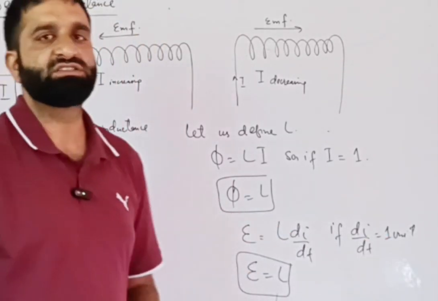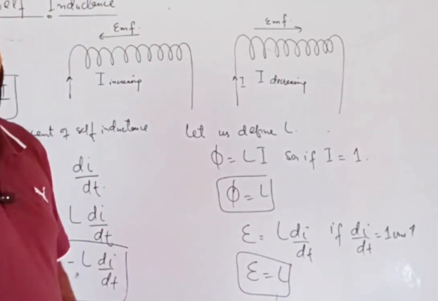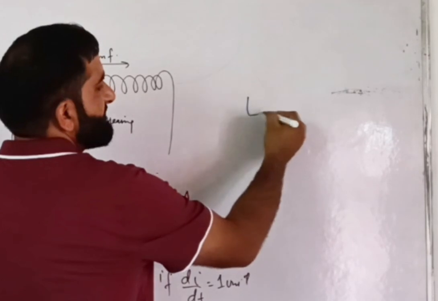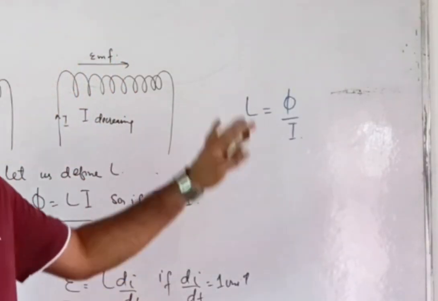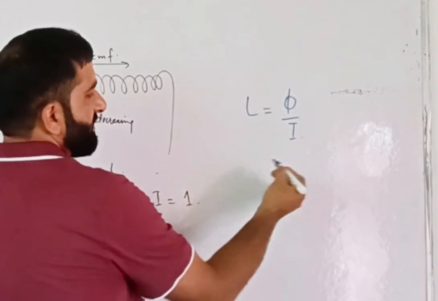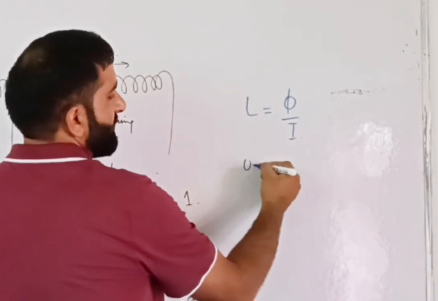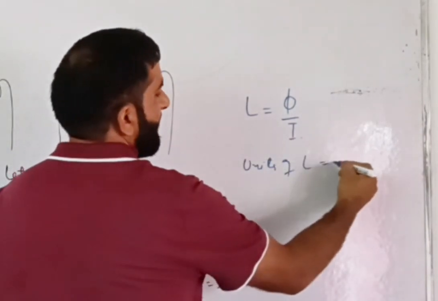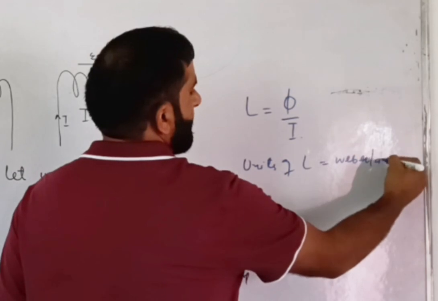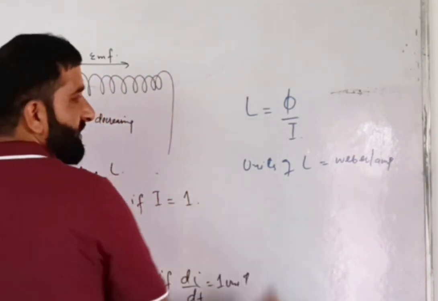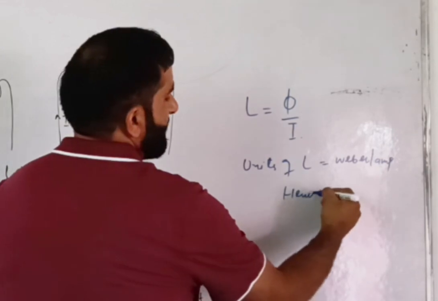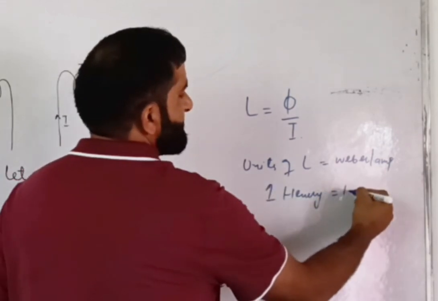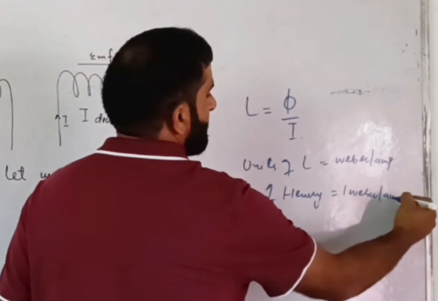Now going to the units and dimensions of this L. Now we have that L is equal to phi divided by I. We know that the units of phi are Weber and units of current are ampere. So the units of L are Weber per ampere. And this SI unit, Weber per ampere, is called Henry. So we can have that 1 Henry is equal to 1 Weber per ampere.